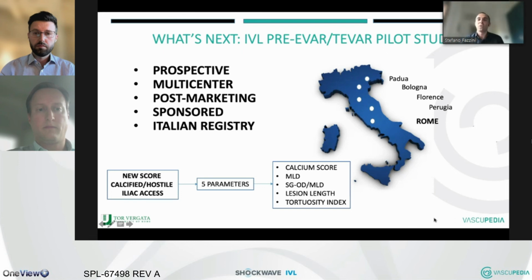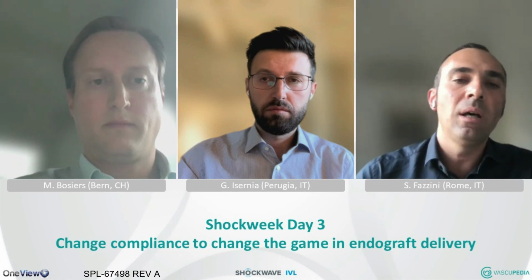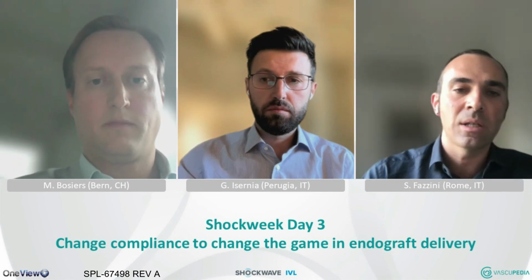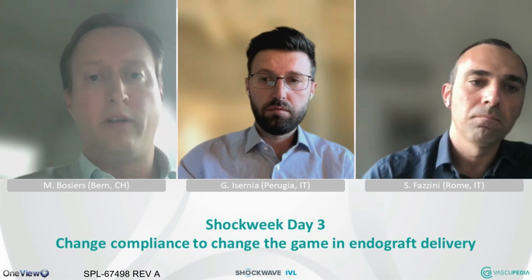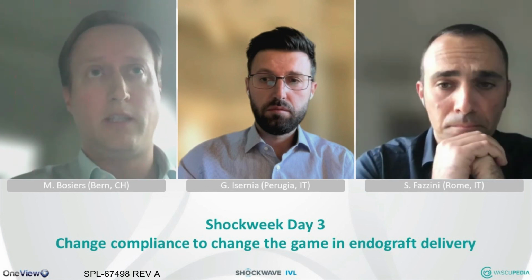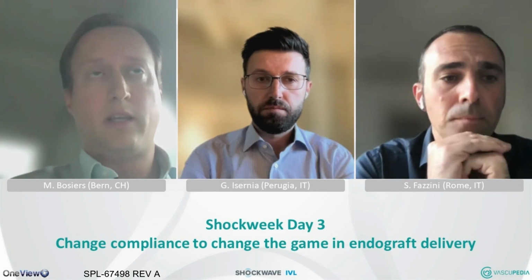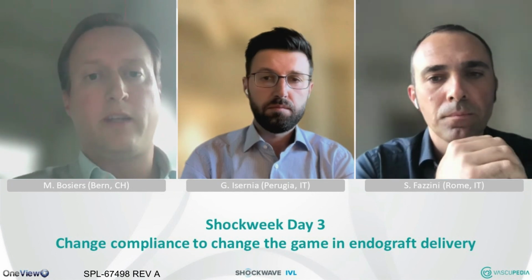And the next step will be a prospective multi-center sponsored registry with very restricted inclusion criteria, with a new score for hostile calcified axes with many parameters. So the calcium score, of course the minimum lumen diameter, and the ratio between the stent graft outer diameter and minimum lumen diameter, the length of the lesion, and the tortuosity index. So just to say that we should take into consideration many parameters to define the severely calcified access to facilitate the endograft delivery. I think these kinds of data will be very important in the next few months, and especially also the next years, to see where it might help us with our strategies at the moment.